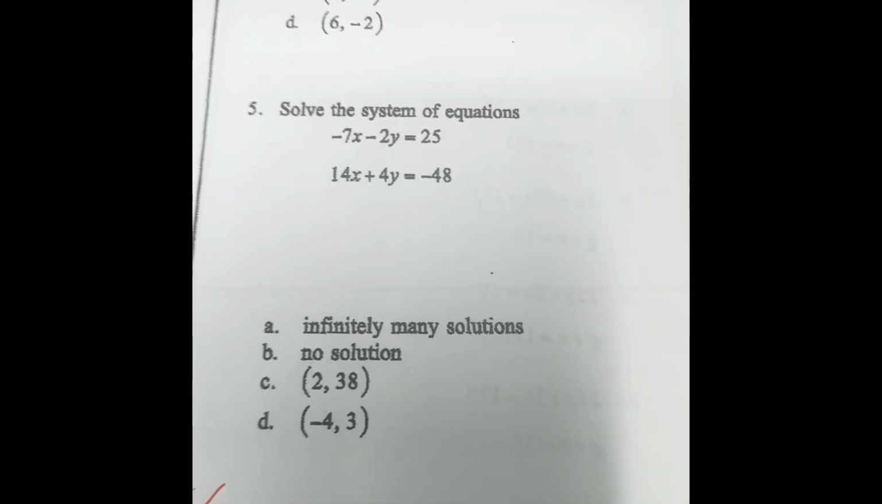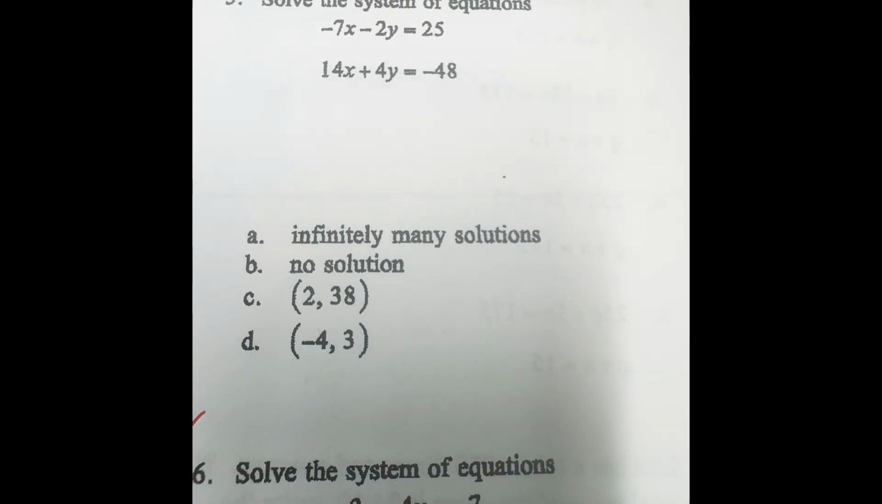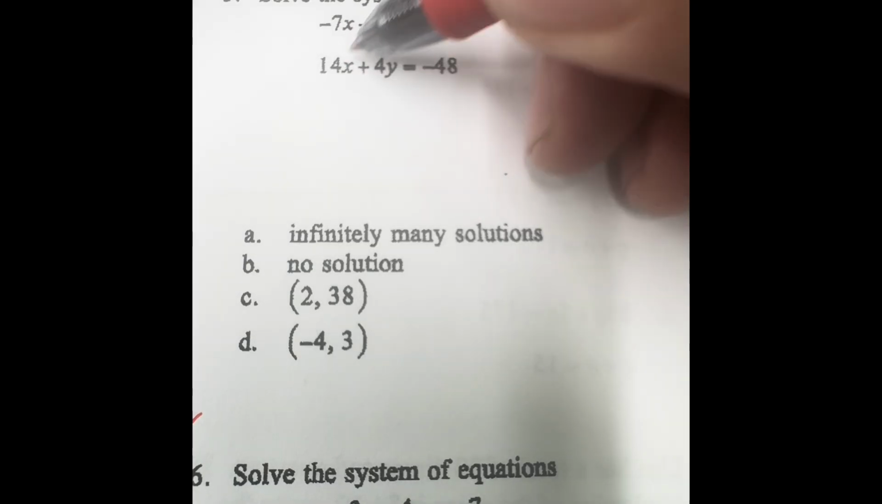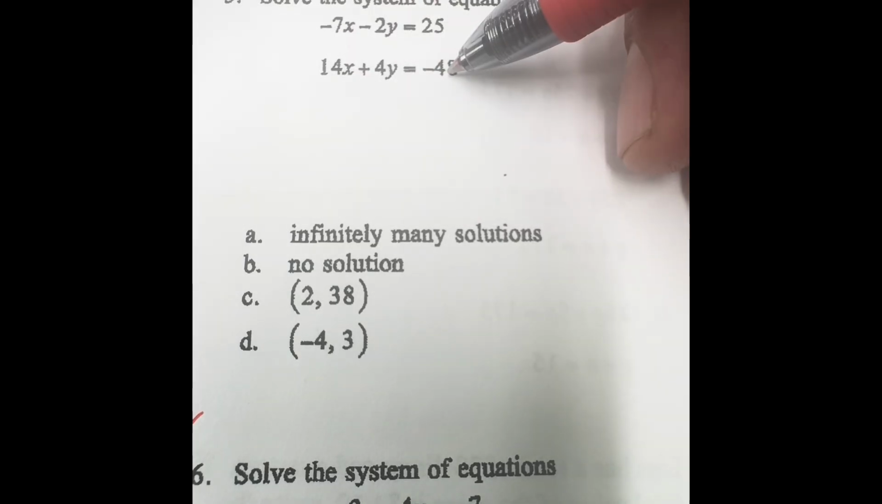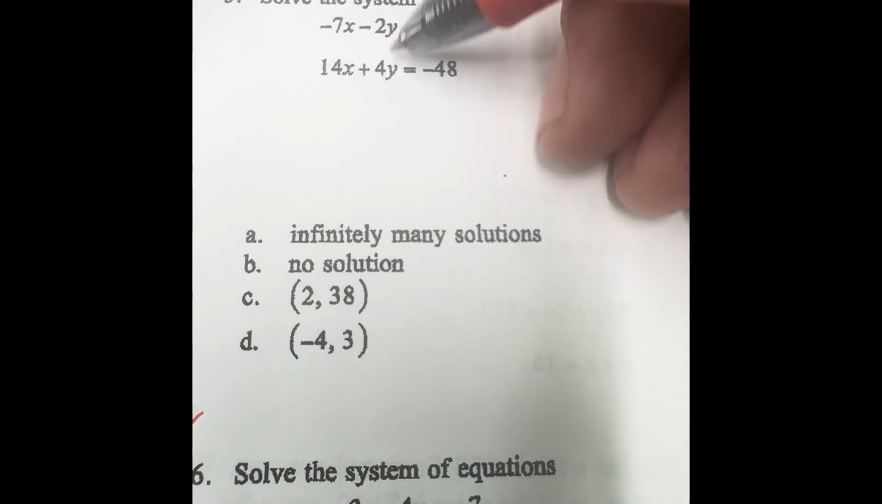Here we go, number 5. It says to solve the system of equations, and we want to know whether there's infinitely many solutions, no solutions, or an actual solution of the point (2, 3, 8) or (-4, 3). So we're going to go ahead and, again, try to use elimination because the x is lined up with the x, the y with the y, and the constant with the constant. Now, what we should recognize is the x will not cancel out and the y will not cancel out.